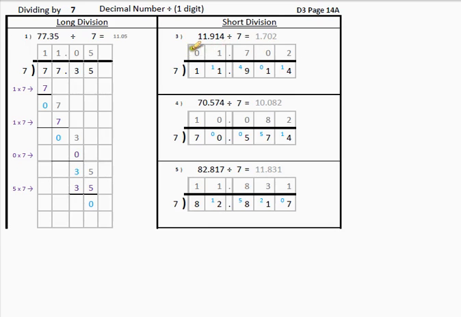Now remember, this starting 0 here doesn't have any meaning. It was just a placeholder. In other words, we can now ignore it because we have a 1 in front of the point there, okay? Pause the video and you can check the rest of your answers.